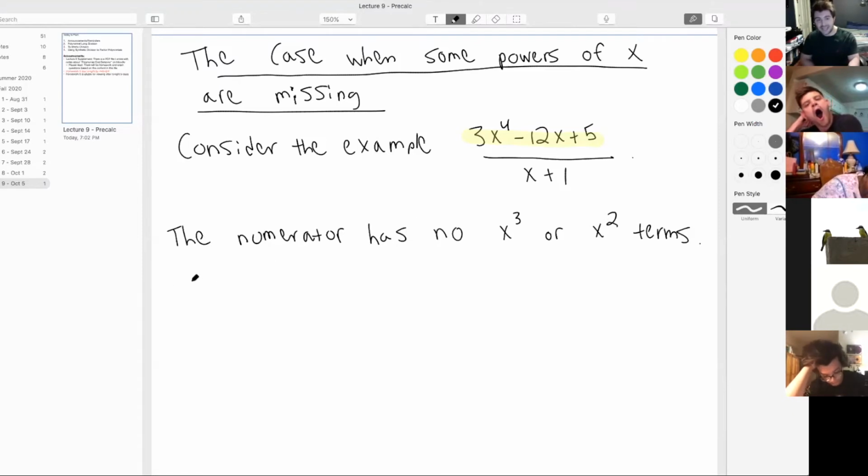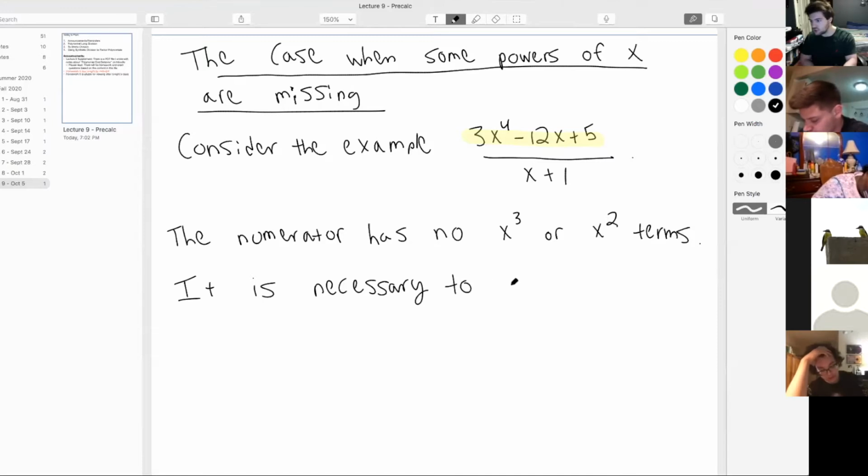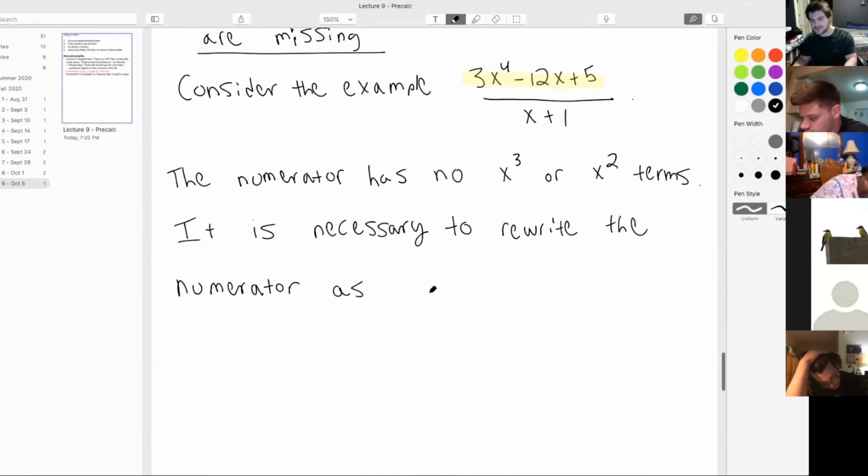So in this case, you need to rewrite it as such. And it's a very simple rewrite. In this case, it is necessary to rewrite that numerator. So all you do is you just put zeros in for x cubed and x squared as such. 3x to the 4th plus 0x cubed plus 0x squared minus 12x plus 5.